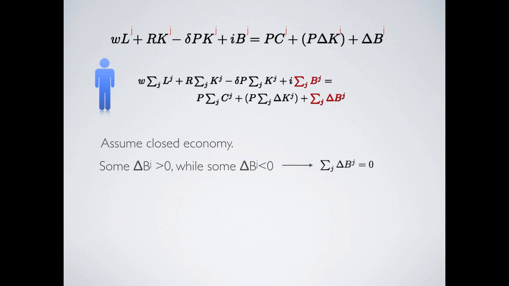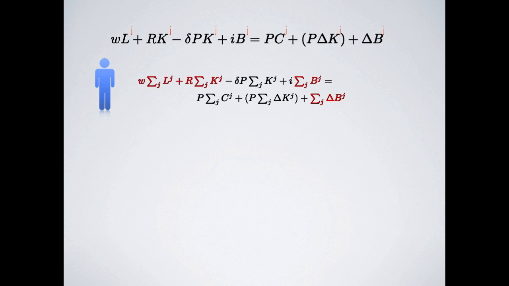Following the same reasoning, for the balance of bond holdings, some households must have a balance larger than 0, while some households must have a balance less than 0, and the aggregate must be equal to 0 all the time in a closed economy. So we can replace the red part of the income sources with GDP, and the part regarding bonds can be replaced with 0. So we end up with the following budget constraint representation.